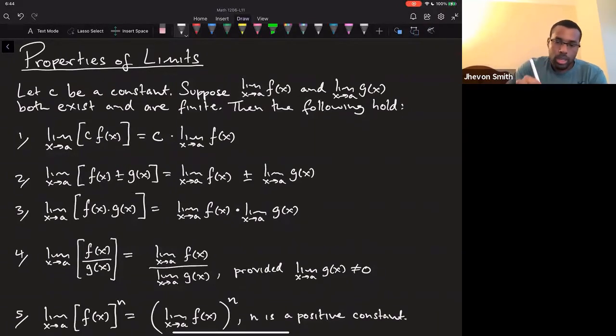You can factor constants inside and outside of limits. So if you have the limit of a constant times a function, it's the same thing as the constant times the limit of that function. That is a property that limits have. Another thing is that if you take the limit of a sum, it is the same as the sum of the limits. Limits will distribute across sums, which is nice.